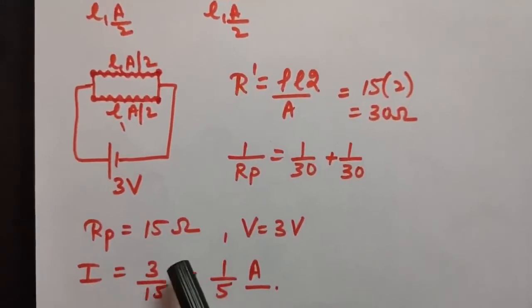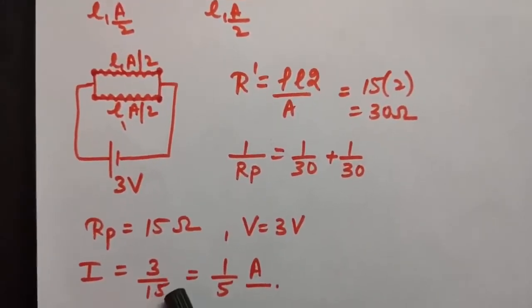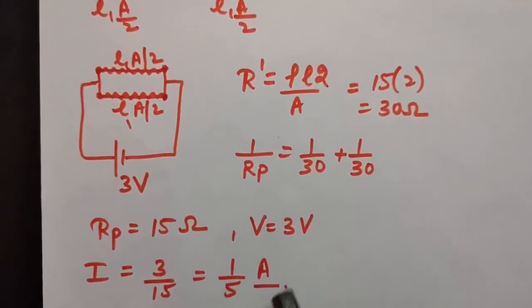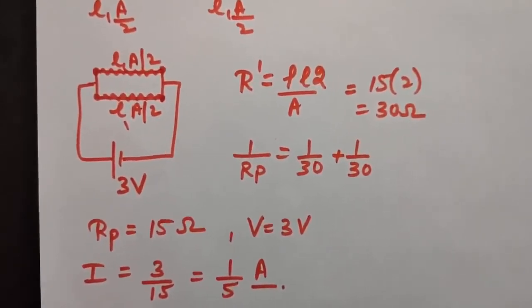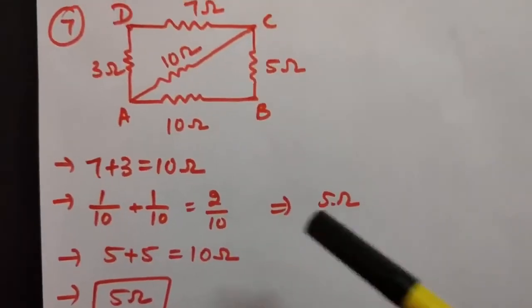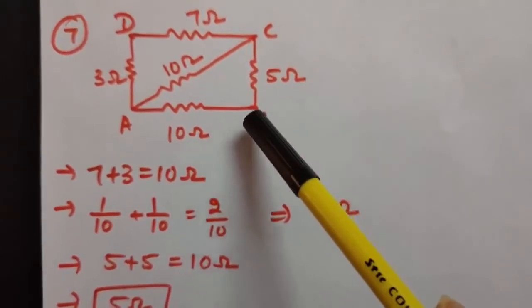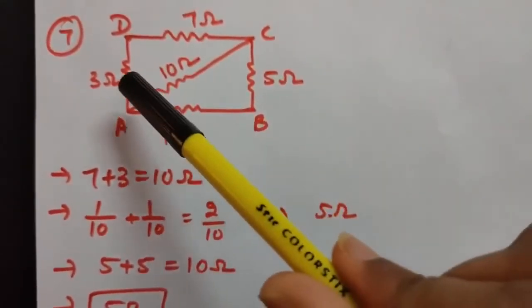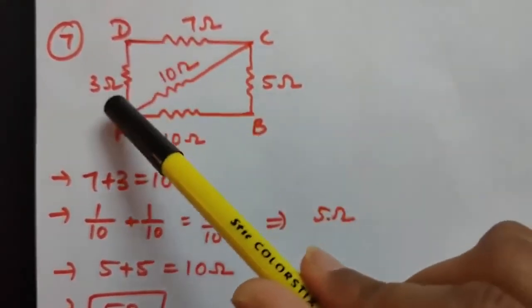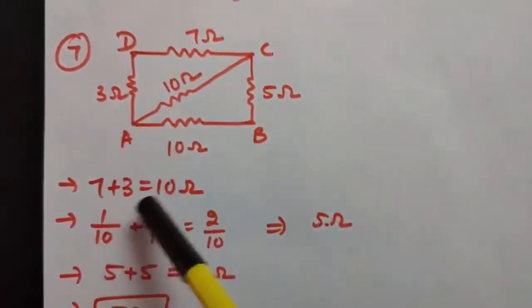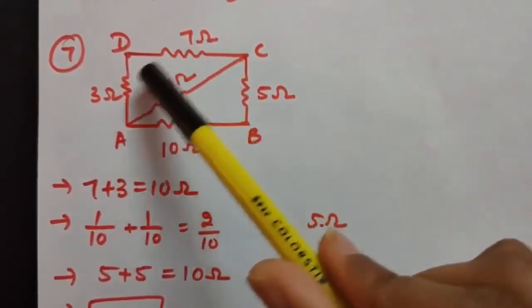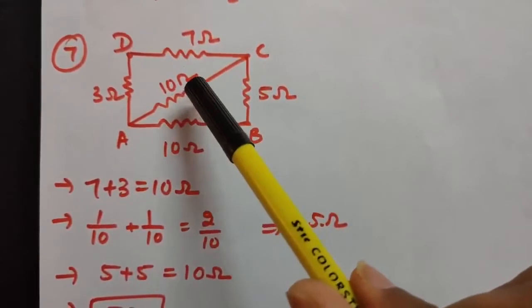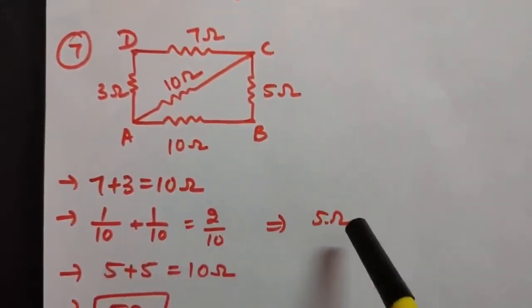So I will be equal to V by R, that is 3 by 15. So the answer will be 1 by 5 amperes. In question number 7, you have to calculate the equivalent resistance of this circuit. Now see, this 3 and this 7 are connected in series, so this will be 10. Now this 10 and 10 are again connected in parallel, so this will be 5 ohms.